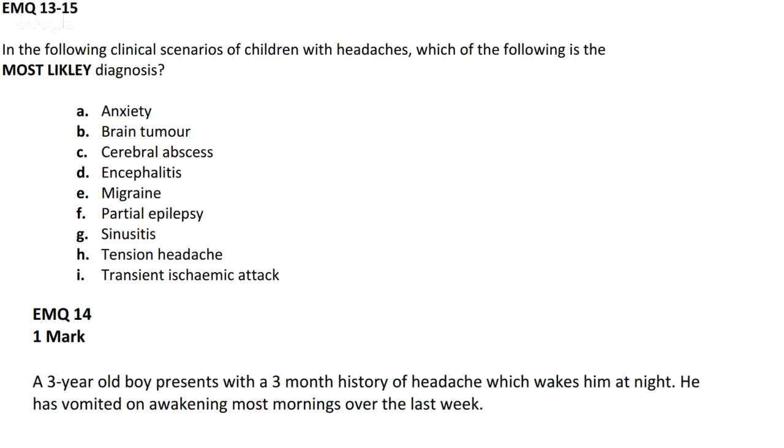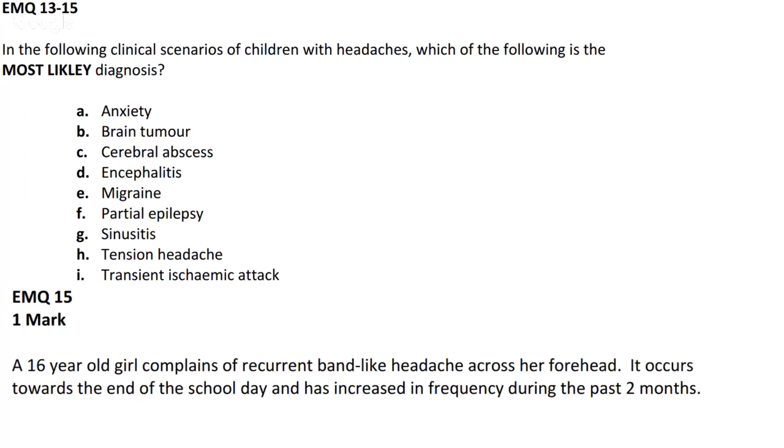Okay, next one. Okay, 3 years old, 3-month history of headache, wakes him at night, vomited on awakening most mornings. What is this? Very clear. Because he has morning vomiting, raised ICP, so he has a brain tumor. Okay. Remember one of our other presentations, we went in detail about pediatric brain tumors. I recommend you to go have a look. Can't remember which one it was.